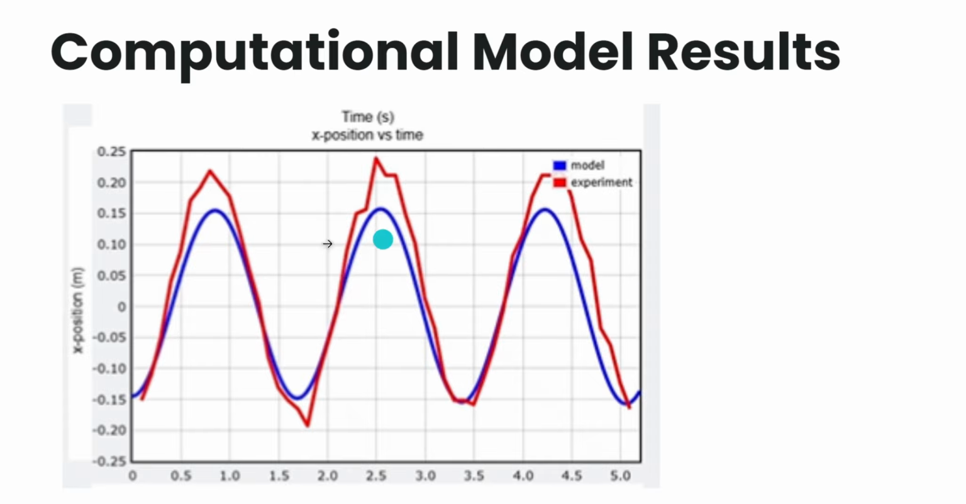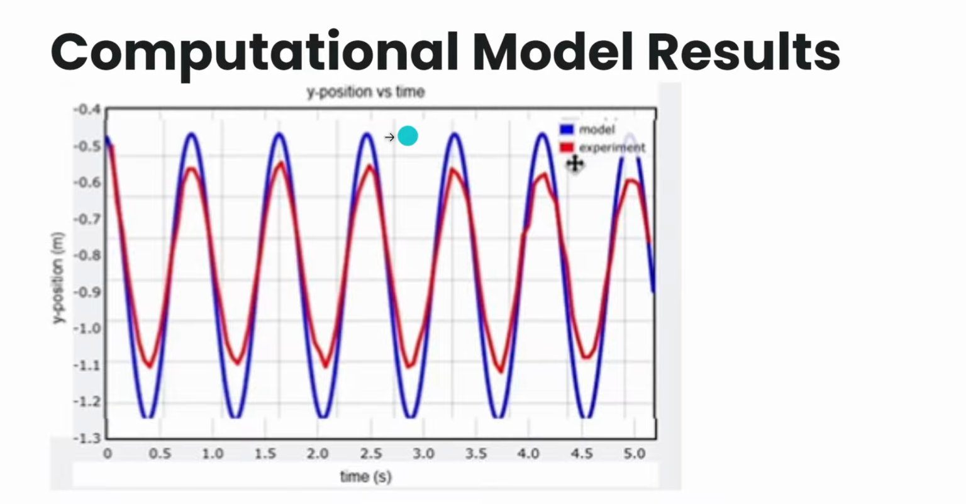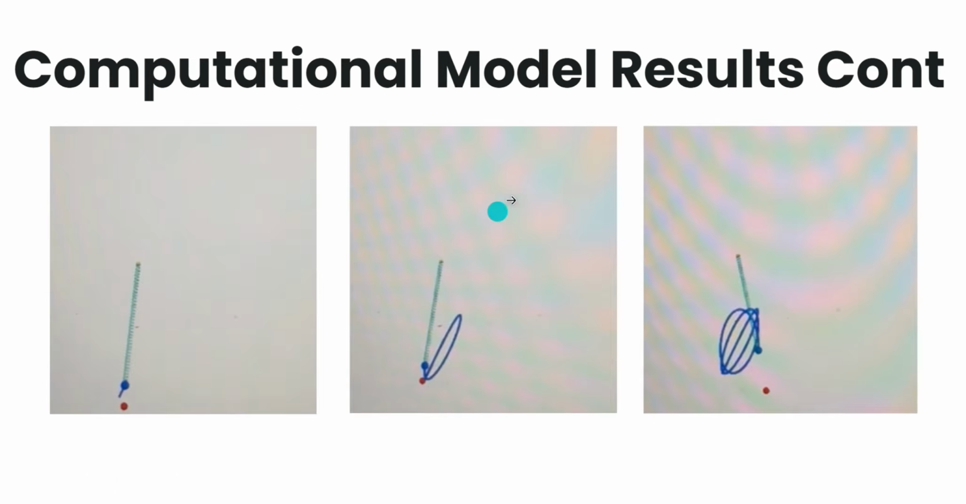The red line is the experiment, the blue line is the model, as we can see here, and we can see the sinusoidal graph, and that the experiment has a little bit of noise, and is not as perfect of a sinusoidal graph as our model was. And then we have y position versus time. So here we have the model, which is the blue line, and then the experiment, which is the red line. And once again, the experiment is not as perfect of a sinusoidal graph as our model is. So here we have the computational model results continued.